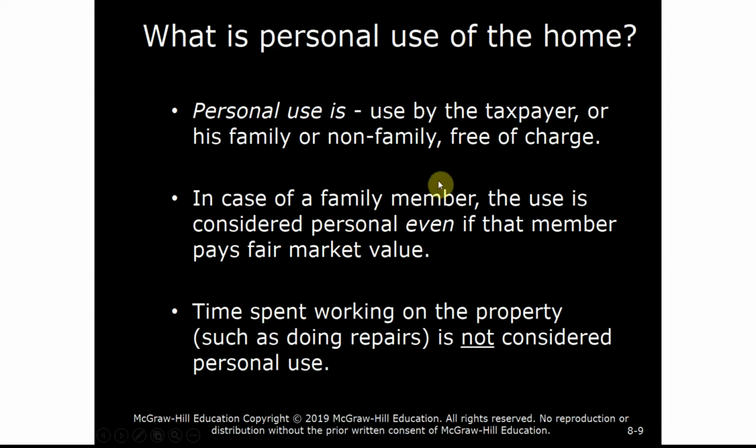Personal use property is a rental property, for example, a vacation home, that is used by family or non-family free of charge. In the case of a family member, the use is considered personal even if that member pays fair market value. So there's a slight exception for family members: even if they pay fair market, it's still considered personal use. And any time spent working on the vacation home, such as doing repairs, is considered an expense for rental purposes and is not considered personal use.